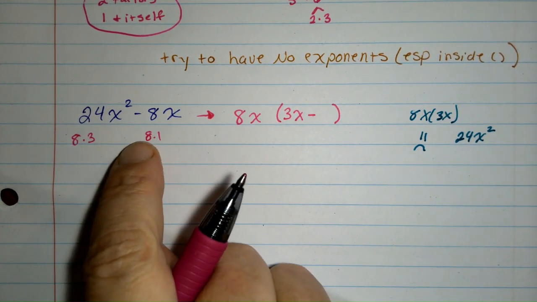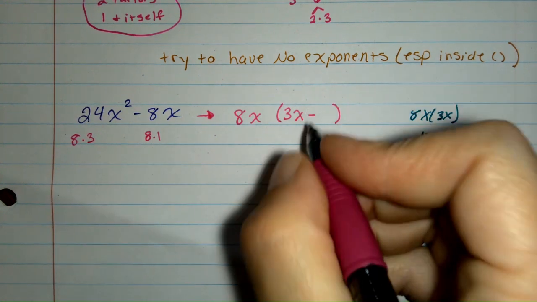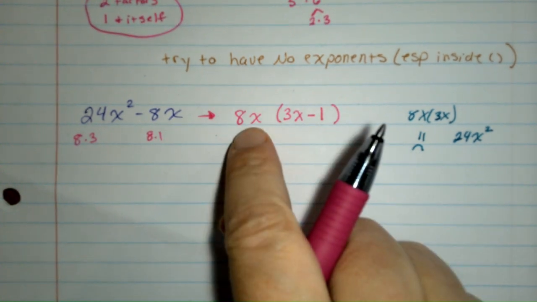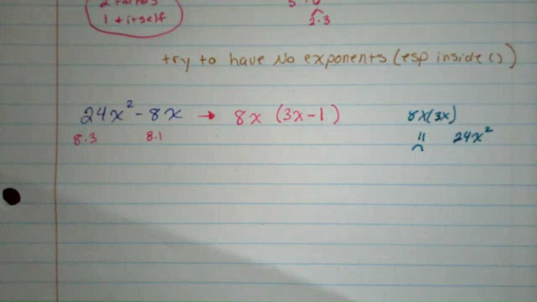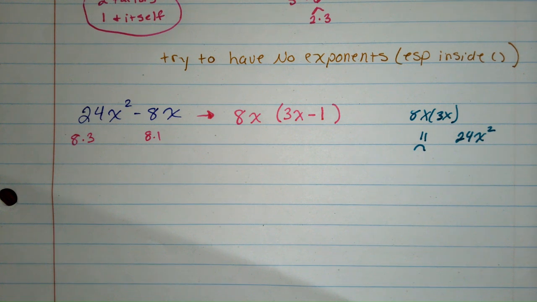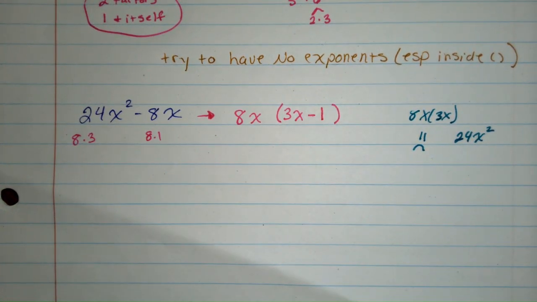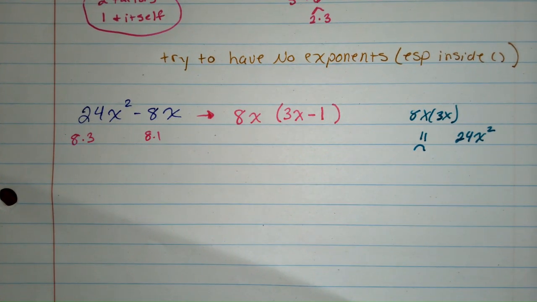And again, we can see here that this is 8 times 1. So I have to have at least a 1 there. And then we can see that the x is already taken care of, so this will be a true statement now. Wonderful thing here is we see that we have no exponents. That actually is our goal, is trying to have no exponents, especially inside the parenthesis.